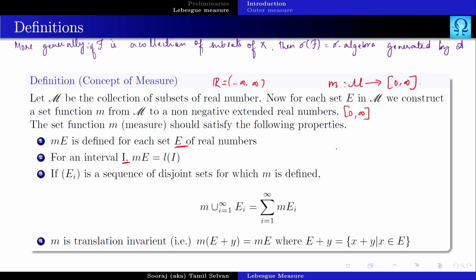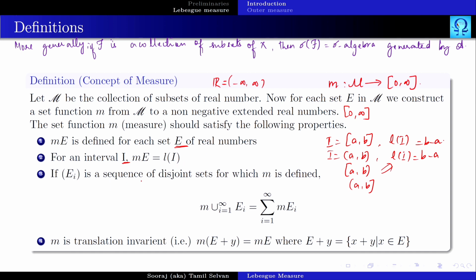You know what we mean by a length. If this is an interval, the length of I is simply b minus a, right? Be it an open interval, then also the length is b minus a. Be it half open, for all these cases, this is going to be the thing. You know what we mean by a length, right?